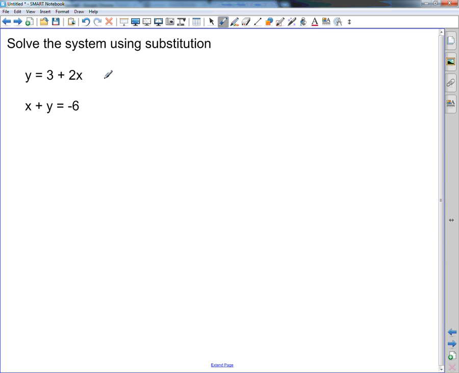So let's use substitution next. Now the substitution method is good to use when you have one equation that is set equal to x equal or y equal. So if you look at this problem, the first equation is set to y equals. The other one is not. This is a prime example of when I would use substitution instead of graphing. Let me go ahead and show you how this works.